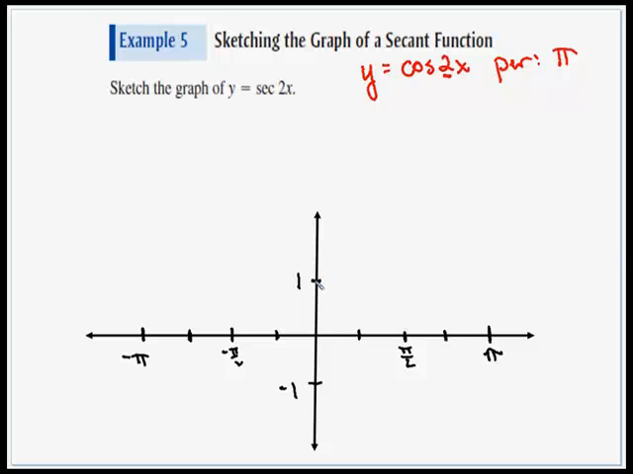So we usually start at a max value. We're going to end pi radians later at another max value. In between we'll have a min at pi over 2. And the important part here will be at the quarters. Here are our x-intercepts. So if I lightly graph this cosine wave, and let's do it to the negative side also. And we'll have our intercepts at the quarters.